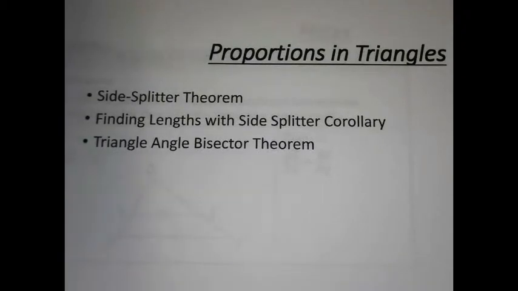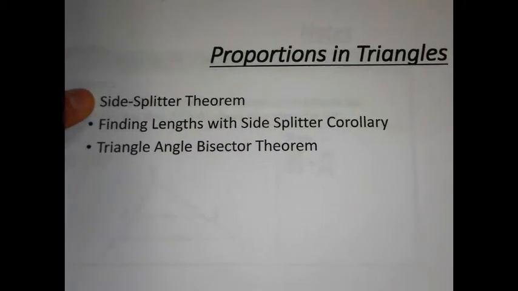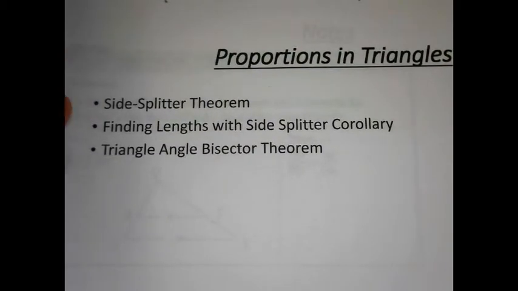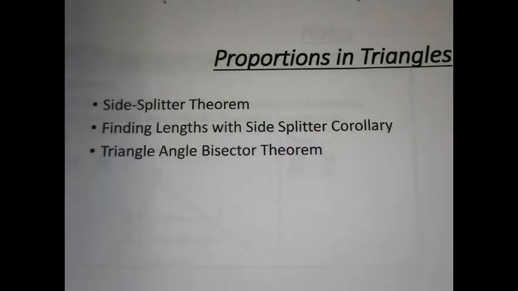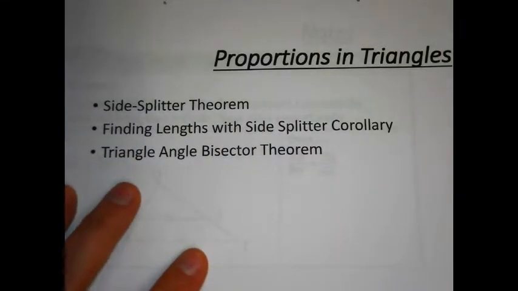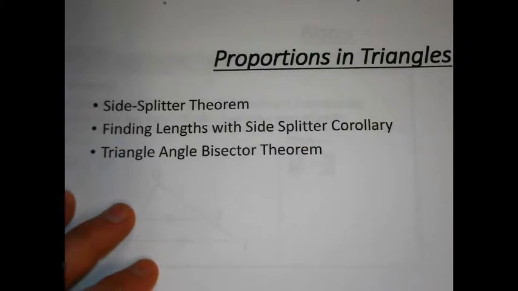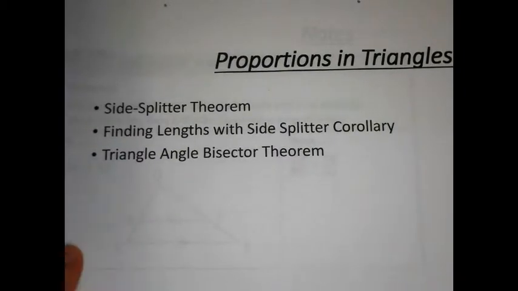So we're going to discuss today proportions inside triangles. We're going to learn about something called the side splitter theorem. Then we're going to learn something about the side splitter corollary, and then a triangle angle bisector theorem. But most importantly, we're really going to hammer home proportionality. And that is the key element to the whole unit, is proportionality. So let's get started on this first video.